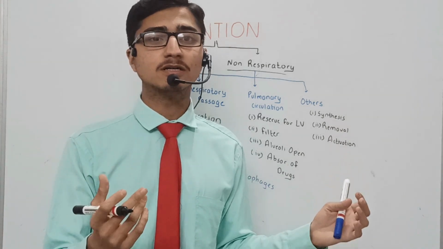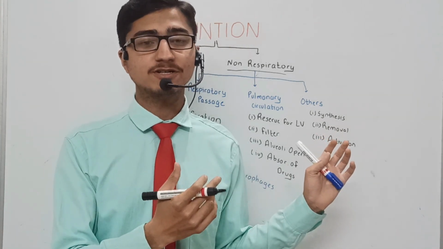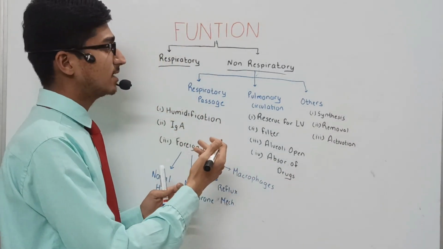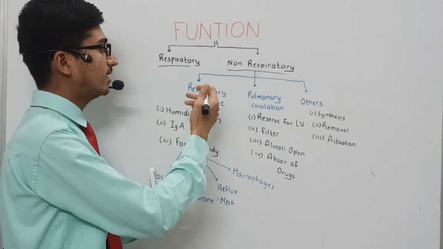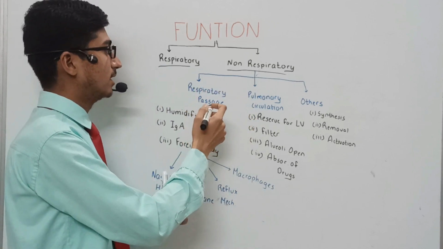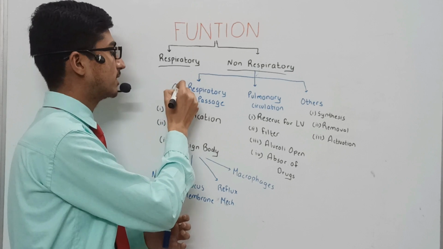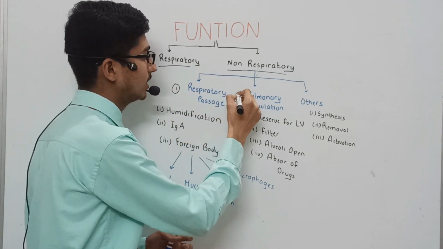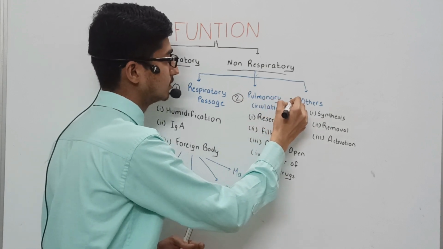Now let us focus on the non-respiratory functions of the respiratory system. Non-respiratory functions are divided into three parts according to their location. Number one is respiratory passage, number two is pulmonary circulation, and number three is others.